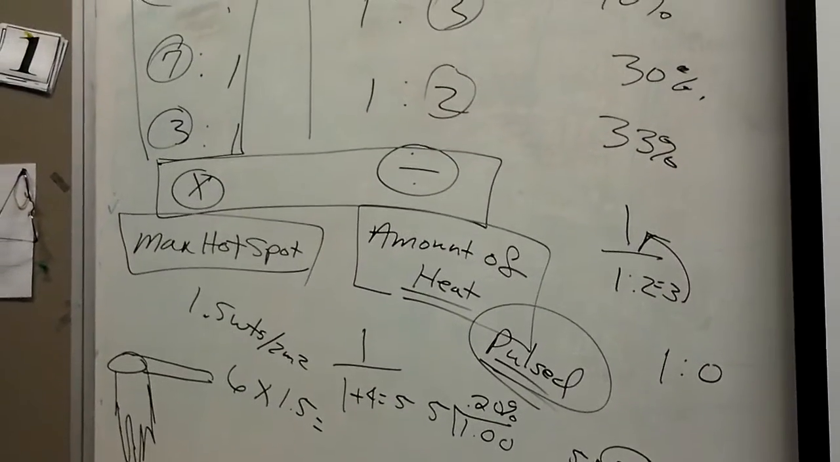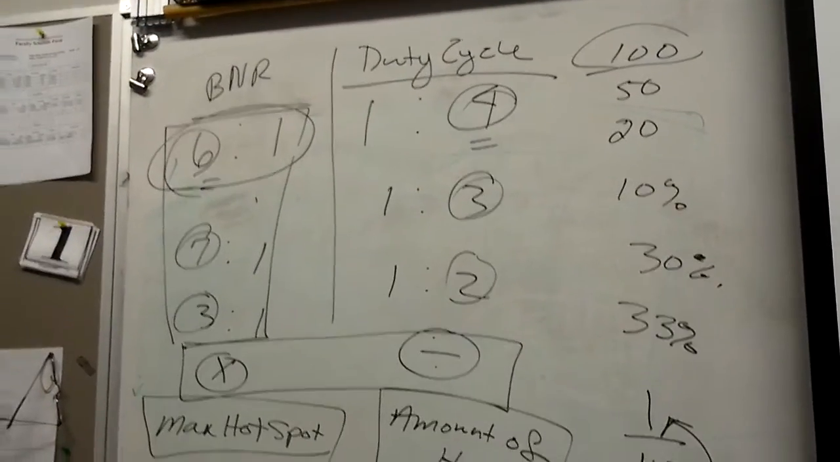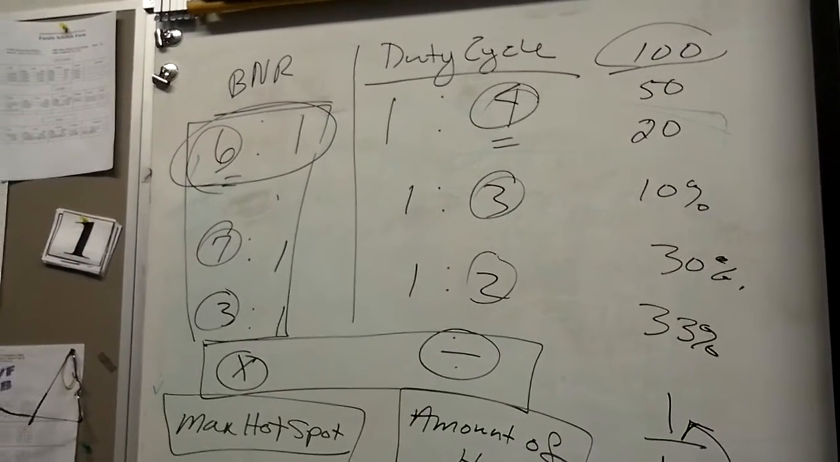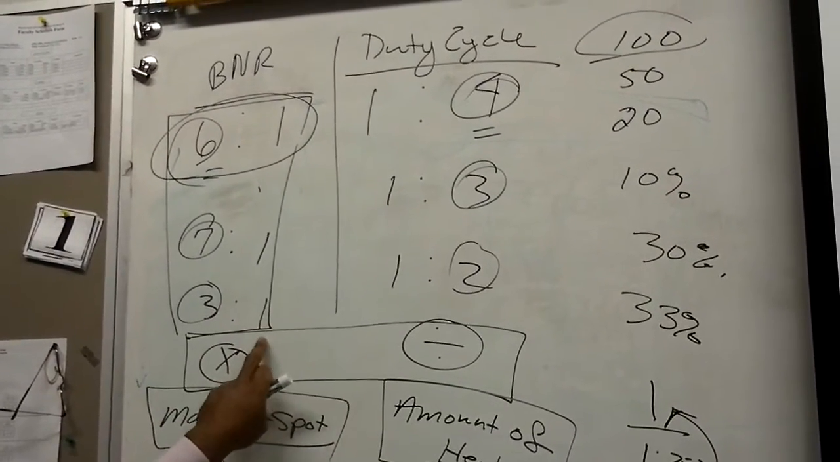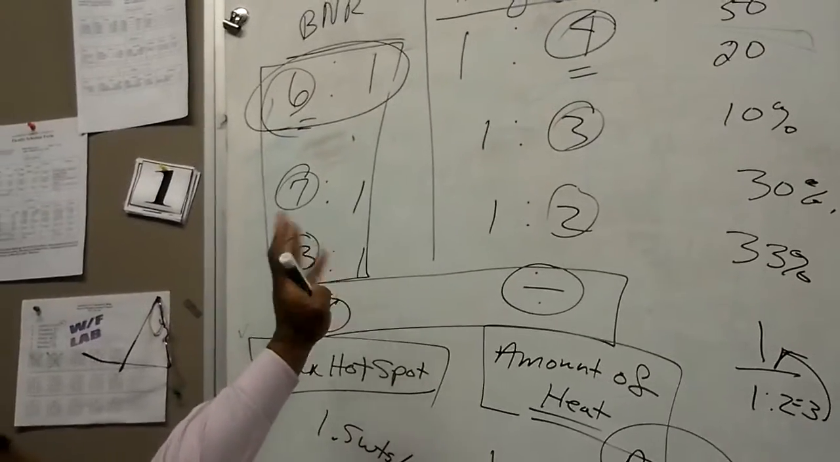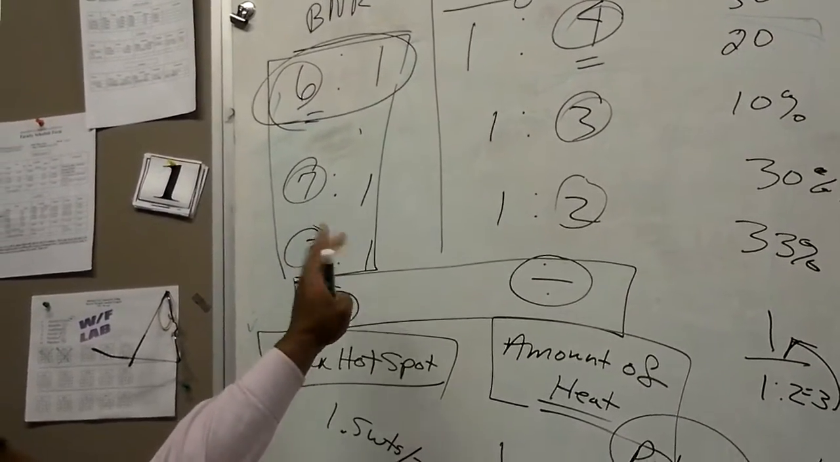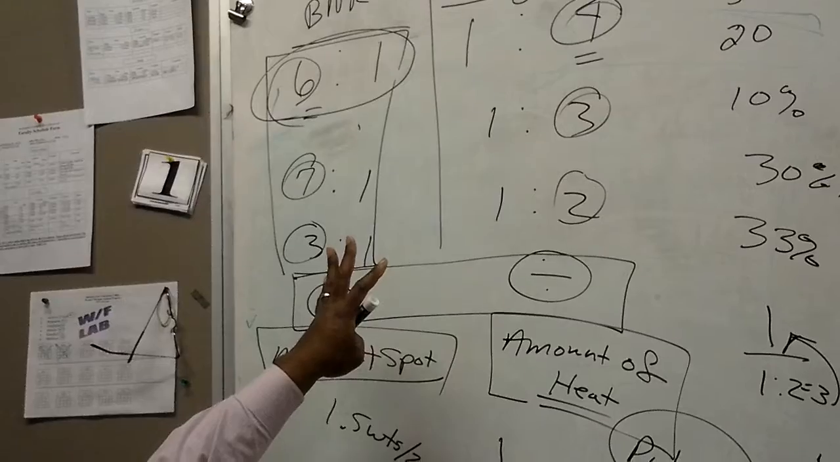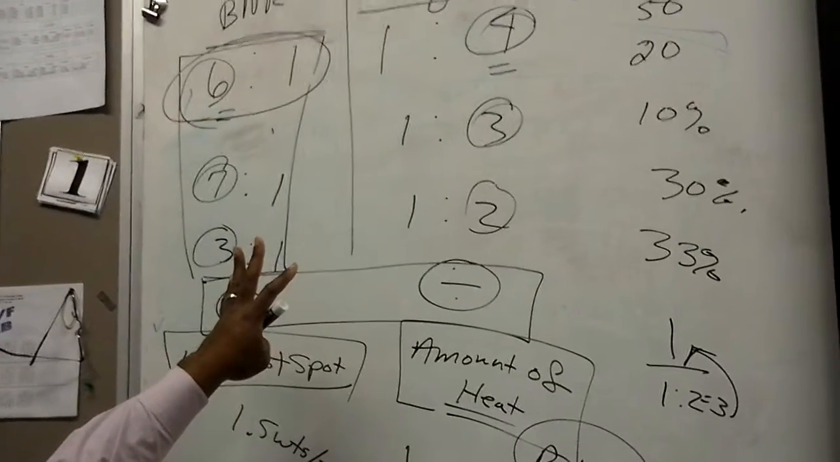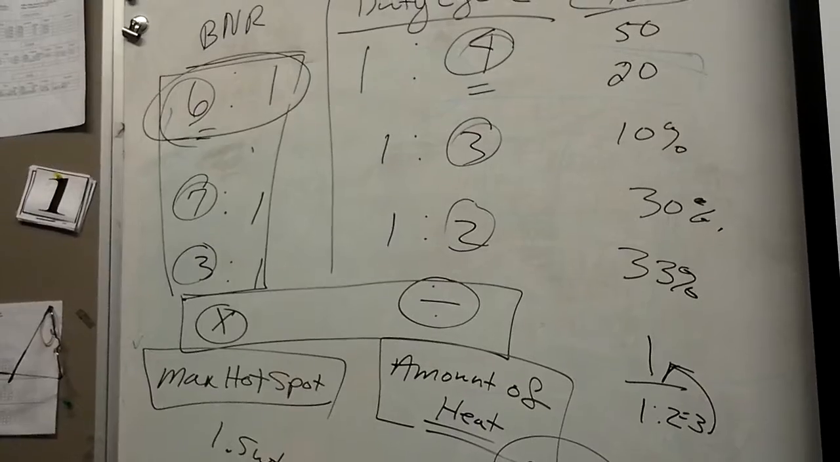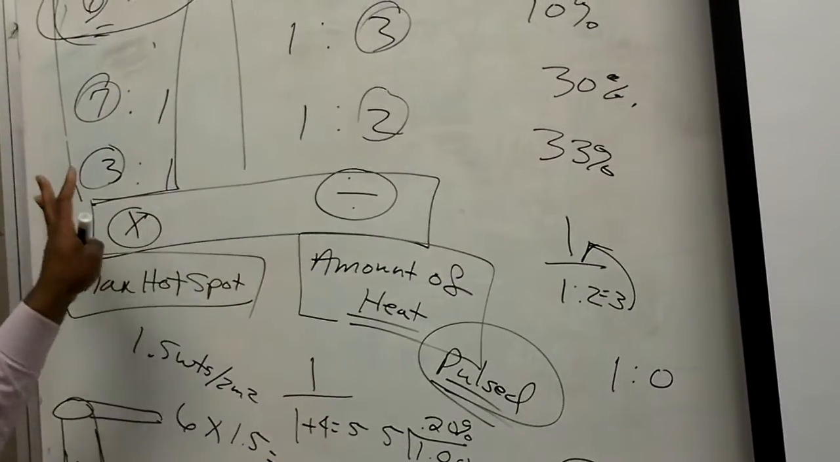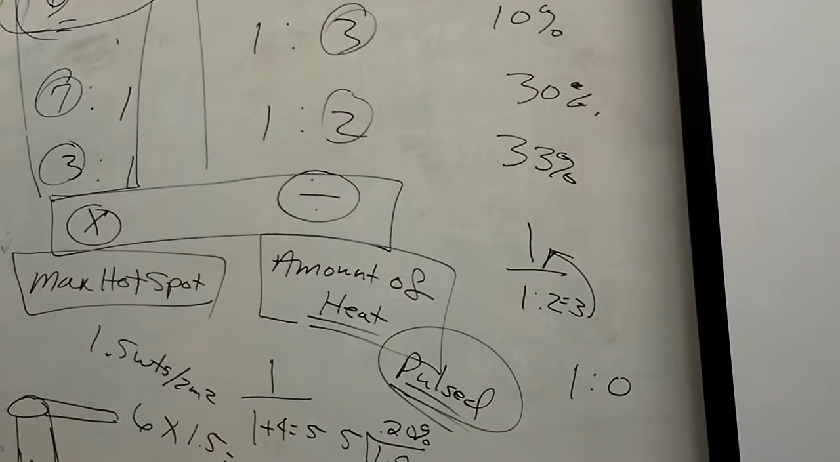So basically, as far as the BNR, that one there is just the one. The manufacturer is always going to refer to watts per centimeter squared as one. So once you have the dial, you turn it to one? Mm-hmm. The maximum hot spot on that machine could be as much as 7. Or could be as much as 6. Or could be as much as 3. If you set their machine on 1.